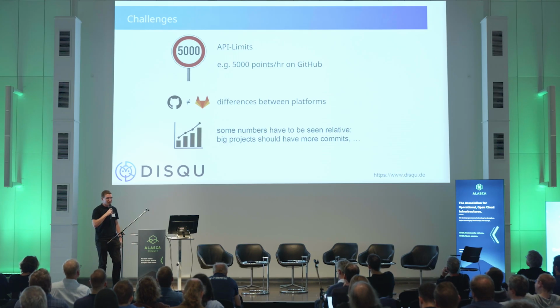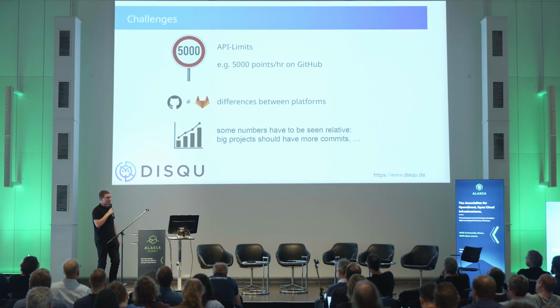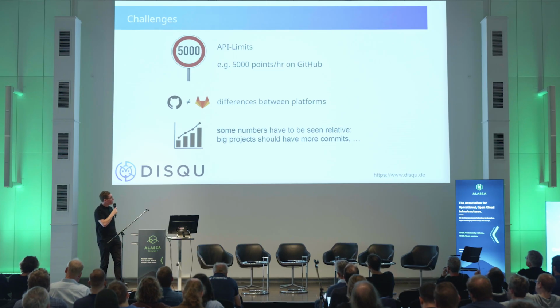The first challenge was the API limits. We have to grab a lot of information from GitHub and GitLab. And especially on GitHub, we are quite limited because the API has some rate limiting on an IP basis, but also on the API tokens you're using. So if you have big projects, this takes a while, and even collecting a lot of projects takes a lot of time.